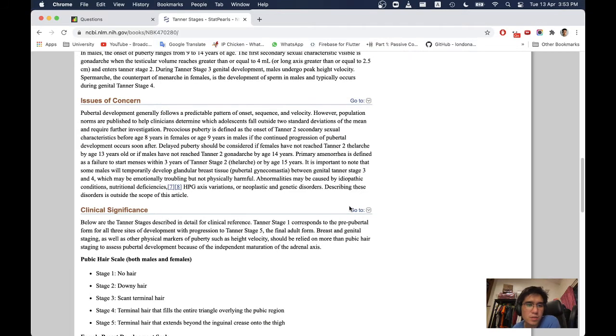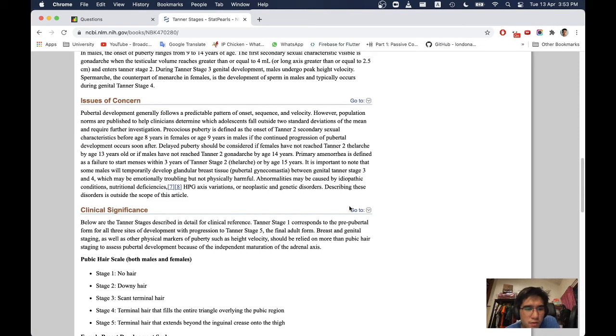Issues of concern. Pubertal development generally follows a predictable pattern of onset, sequence, and velocity. However, population norms are published to help clinicians determine which adolescents fall outside 2 standard deviations of the mean and require further investigation. Precocious puberty is defined as the onset of Tanner 2 secondary sexual characteristics before age 8 years in females or age 9 years in males. If the continued progression of pubertal development occurs soon after, delayed puberty should be considered if females have not reached Tanner 2 thelarche by the age of 13 years, or if males have not reached Tanner 2 gonadarche by the age of 14 years.